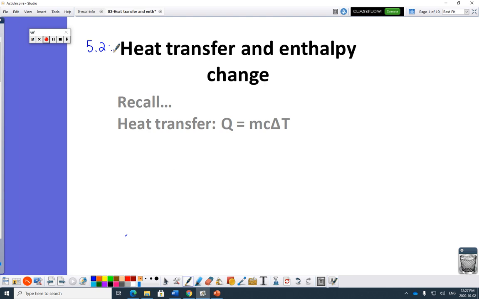If you are a textbook reader, 5.2 deals with molar enthalpy, or how many kilojoules or joules can be in a reaction per mole. Released or absorbed, doesn't matter.